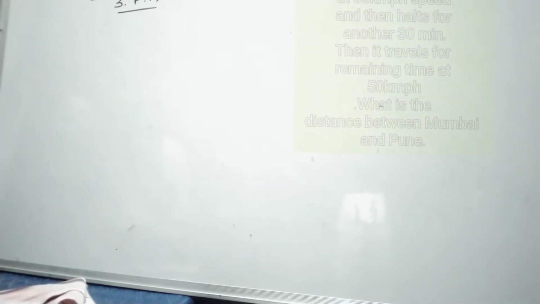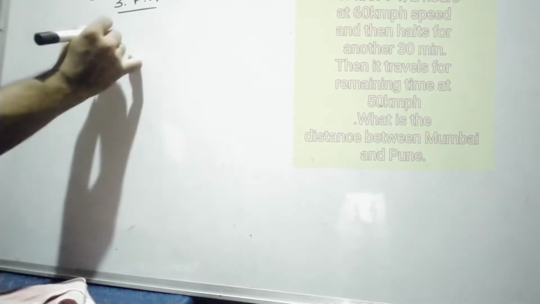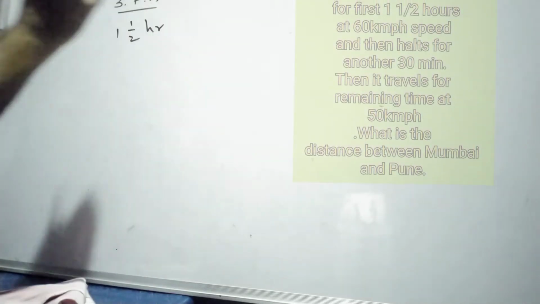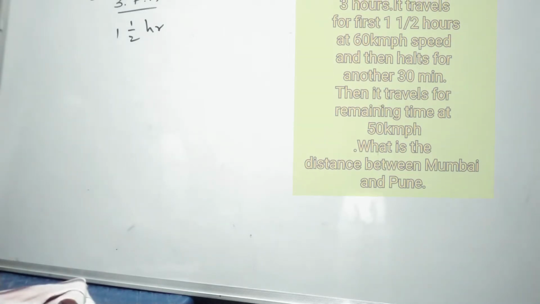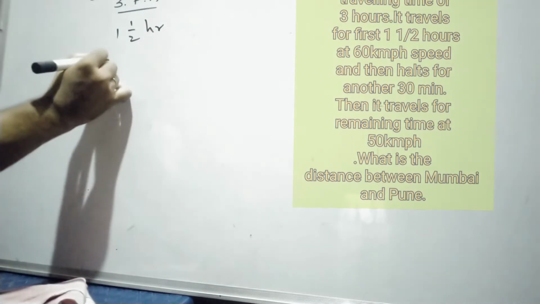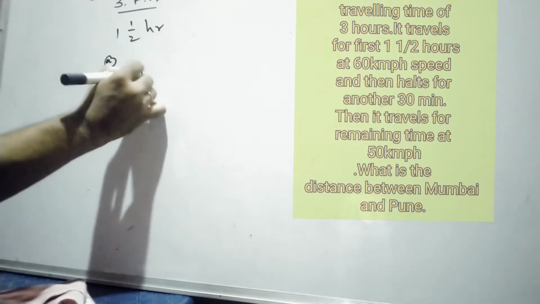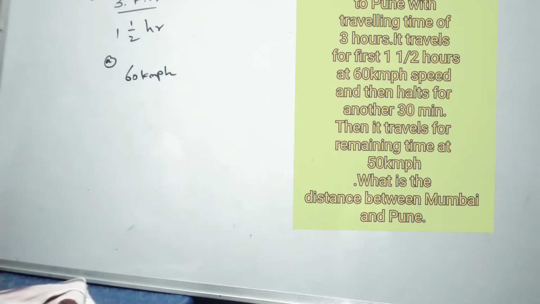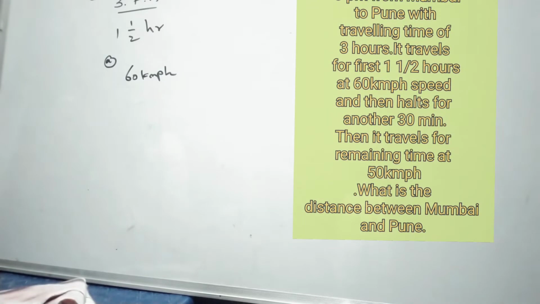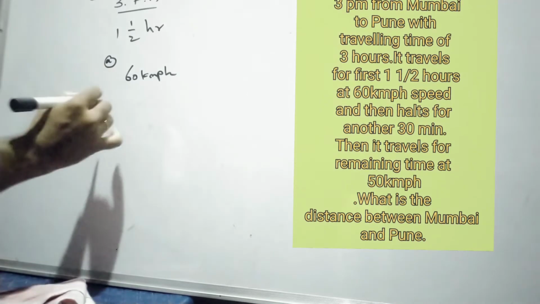The first question says, a bus leaves at 3 p.m. towards Pune, from Mumbai to Pune. It travels for 1.5 hours at the rate of 60 kilometers per hour. And next, it halts for 30 minutes.